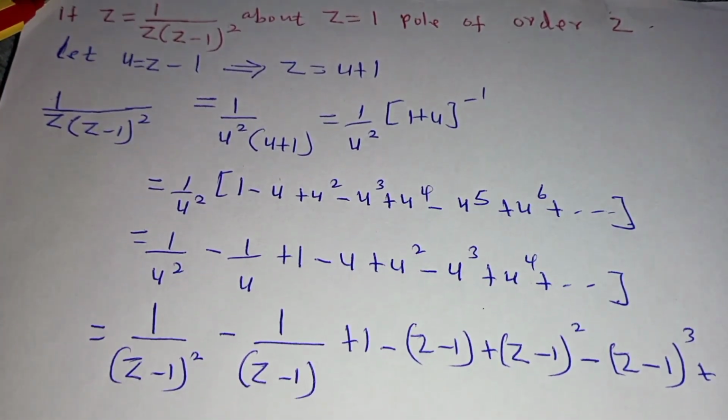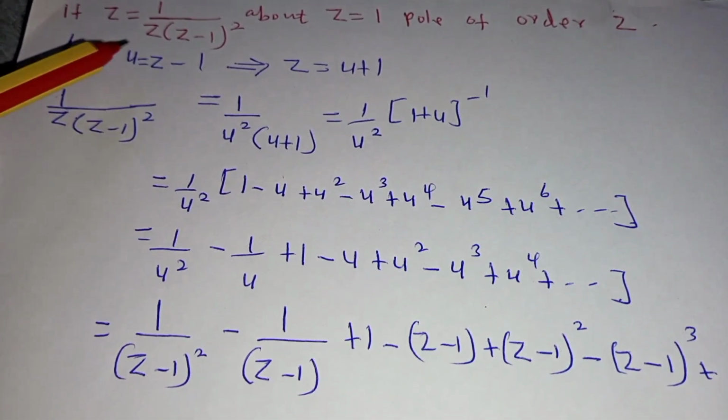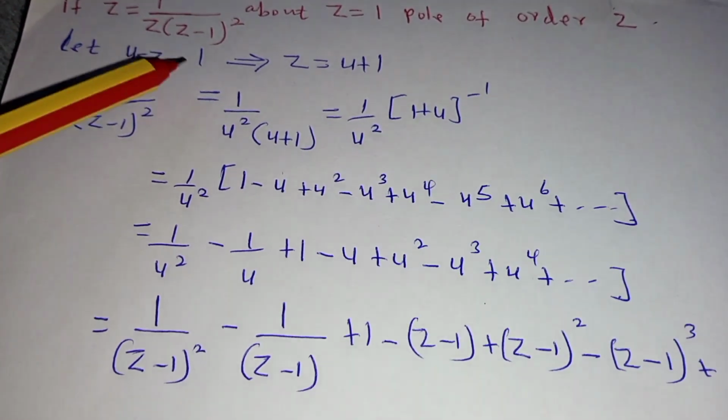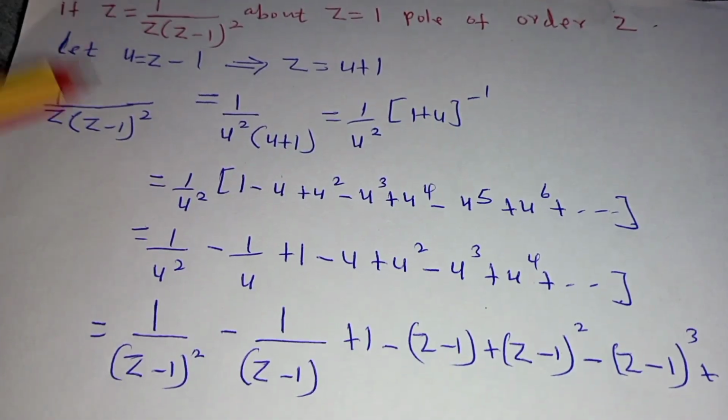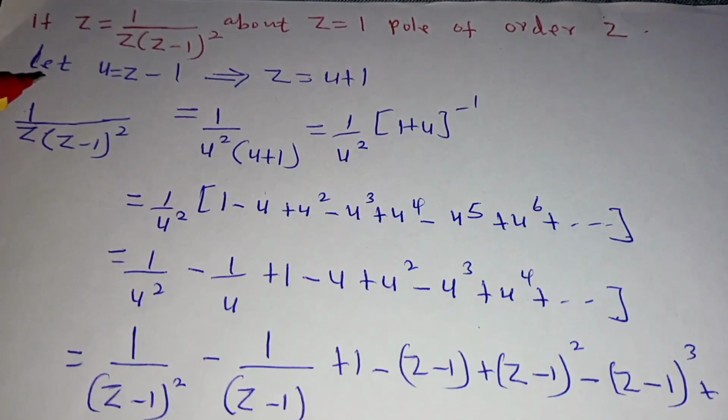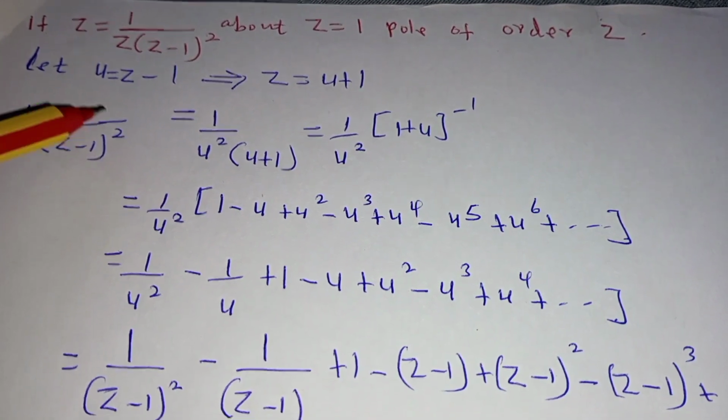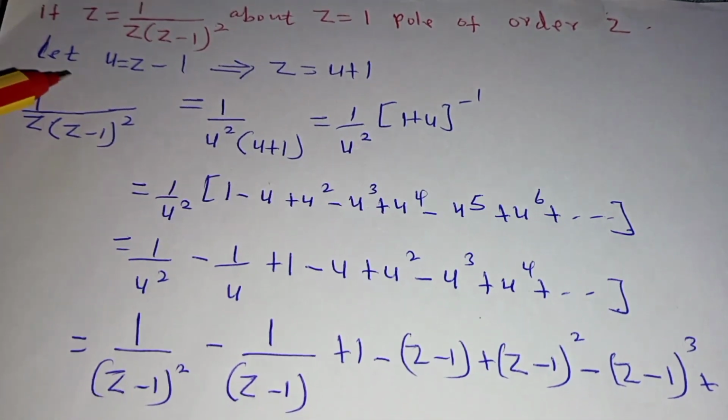Here you are going to express this complex number, which is of order 2. It has a pole at z equals 1, and the pole is of order 2. So you are going to use what is called the Laurent series to expand this complex number.